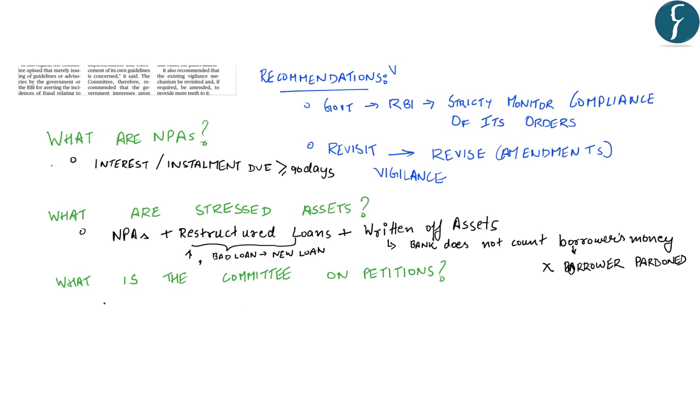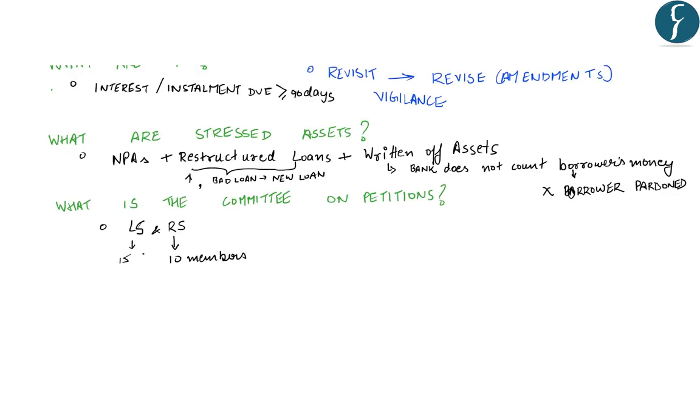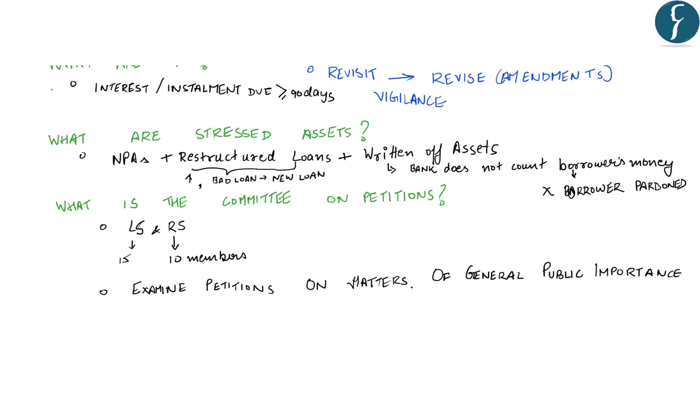Now finally, let's understand what is the Committee on Petitions. The Committee on Petitions is a committee which is present in both Lok Sabha and Rajya Sabha. In Lok Sabha, it consists of 15 members, and in Rajya Sabha, it consists of 10 members. The members are nominated by the Speaker or the Chairman, and the function of this committee is to examine petitions on matters of general public importance. But these matters of general public importance are only from the union subjects and not from the state list. So that completes this article.